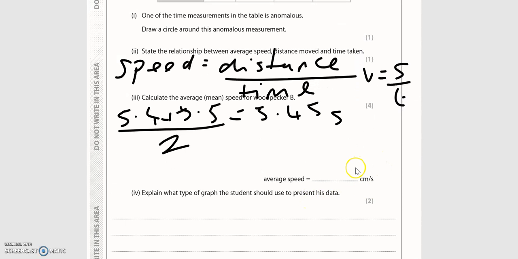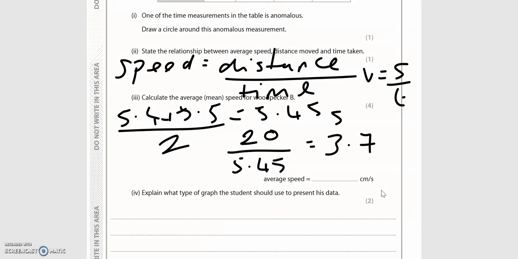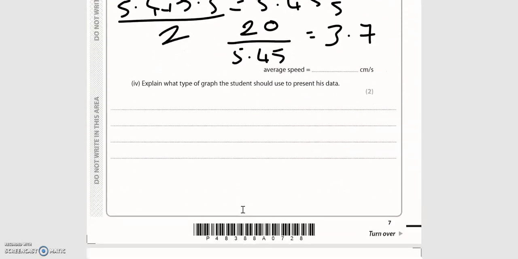Now the answer, it wants it in centimetres per second. So for some questions, you might need to change the distance into metres. For this question, it does not want you to do that. So always check the unit that it wants, just to make sure that your answer matches the unit. So in this question, it's going to be 20 centimetres divided by 5.45 seconds, and then that should give you an answer of 3.7 centimetres per second. Now, explain what type of graph the student should use to present his data.